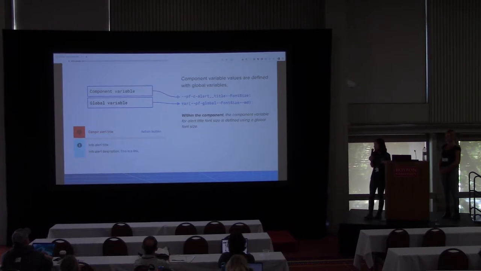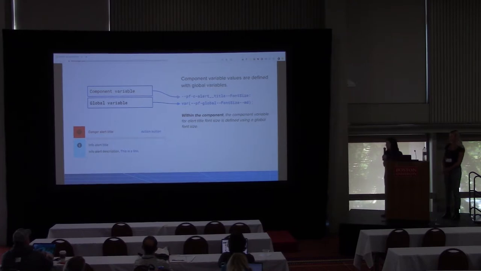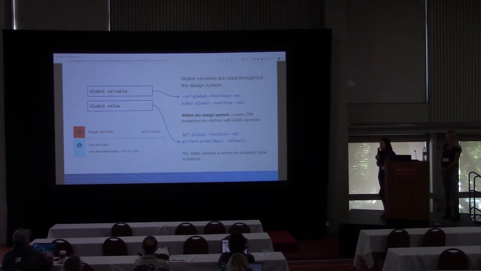The global variables are how we provide consistency across our design system, and their names describe the property and then the value that that variable provides. So in this case, we're using the medium font size for our alert title font size. And then this is illustrating how we actually assign a value to our global variables. So first we map global variable CSS properties to SASS variables, and then the SASS variable is where we actually give the value that we want to use.